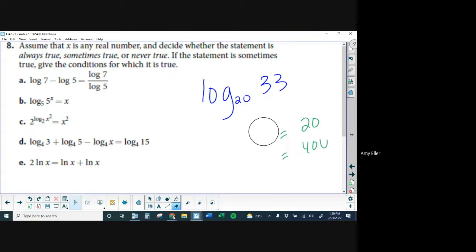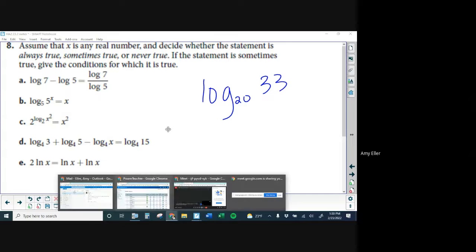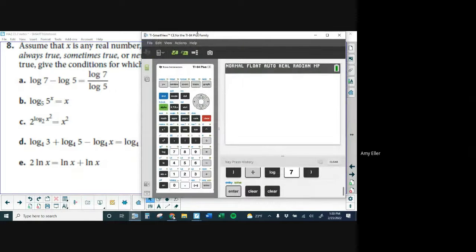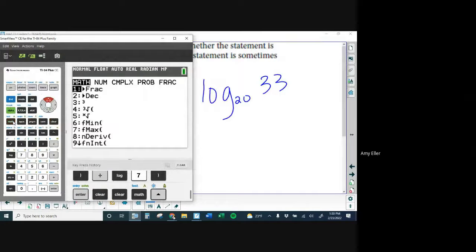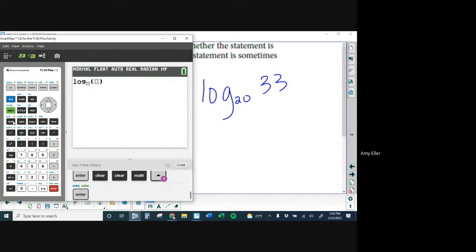All right, in your calculator, type log base 20 of 33. So you're in your main screen. Remember, you type math all the way up or down until you get to log base. 1.167162898. Does that mean it stops there? No, it probably goes on forever.